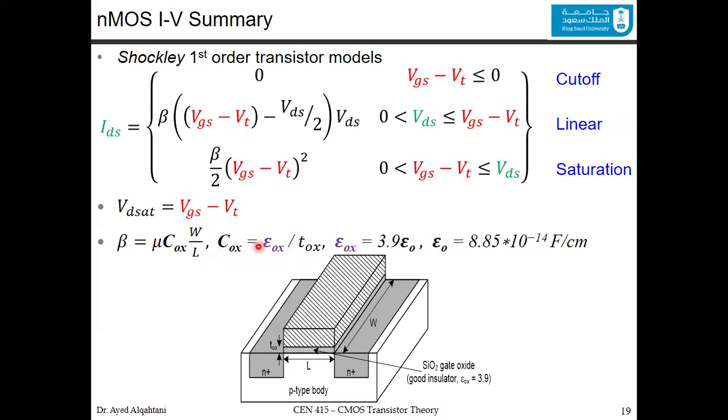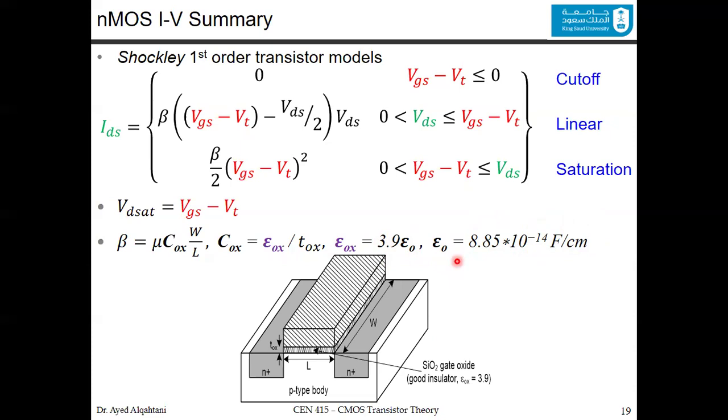So C oxide is equal to epsilon oxide divided by the thickness of the oxide. And this epsilon oxide is equal to 3.9 epsilon naught. And epsilon naught is this quantity, which is for air: 0.85 times 10 to the minus 14 farad for every centimeter. Now for silicon, it's 3.9 times this amount.